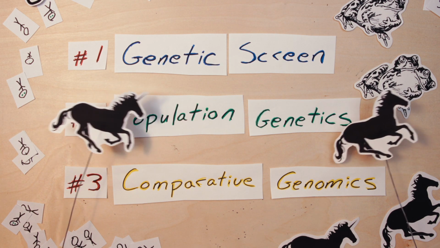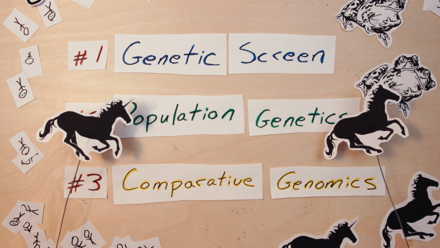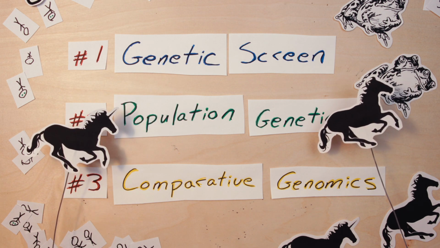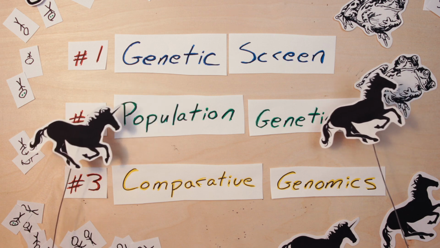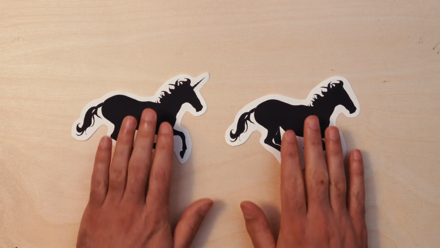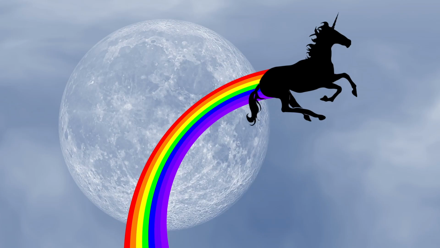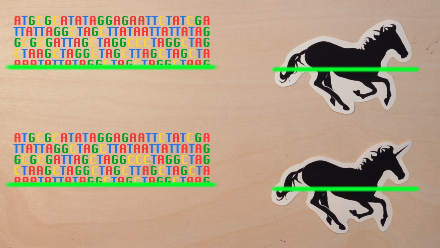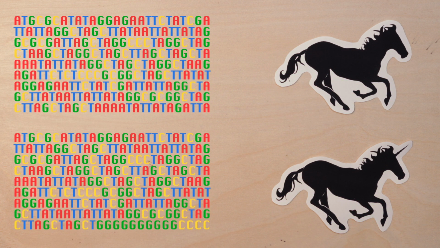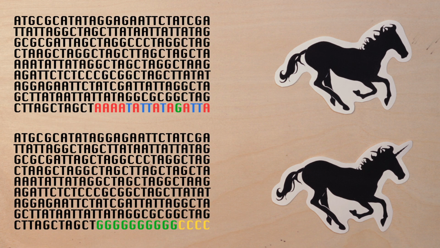Strategy number 3, comparative genomics. Comparative genomics is similar to the first two strategies in that we're looking for differences between different sets of DNA. But this time, we're comparing between different species. Imagine two species that are really, really similar, like a horse and a unicorn. The unicorn is exactly the same as the horse, except the unicorn has a horn. And it can fly and fart rainbows, but we'll ignore those for now. If you sequence the DNA of both animals, it turns out they're like 99% the same. Well then, it's probably a safe bet that the horn is somewhere in that other 1%.